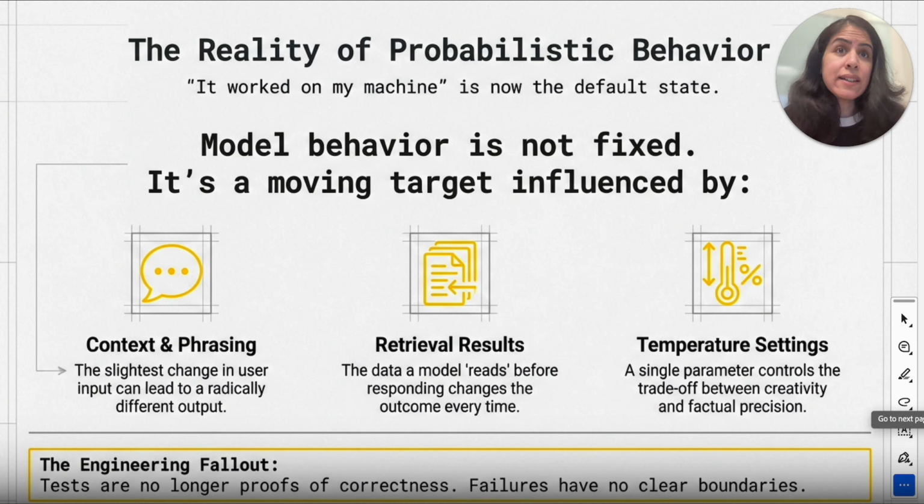But AI completely broke that assumption. Models are probabilistic. Their behavior depends on context, phrasing, retrieval results, temperature, and variables we never even considered in the classical architecture. This variation shatters the mental models we have relied on for decades. Think about what this means in practice. Tests aren't proofs of correctness anymore. The edge cases become infinite, and the failures have no clear boundaries.